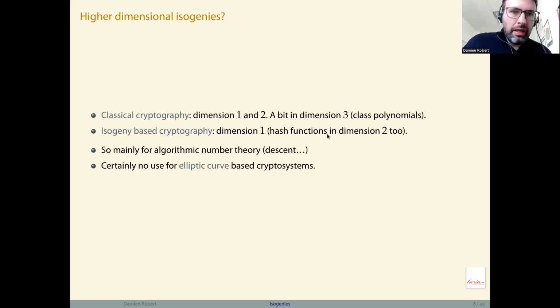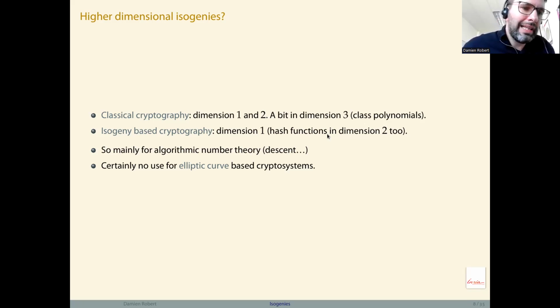Okay. So what about higher dimensional isogenies? For classical cryptography, people mainly work with elliptic curves or a bit of abelian surfaces, or Jacobians of genus 2 curves. Some people work in dimension 3. And for isogeny-based cryptography, most people stay in dimension 1, as there are some proposals for hash functions in dimension 2, but mainly very low dimension abelian varieties.